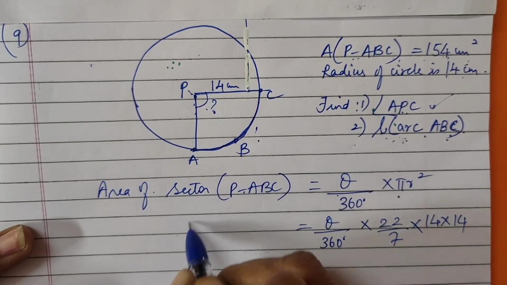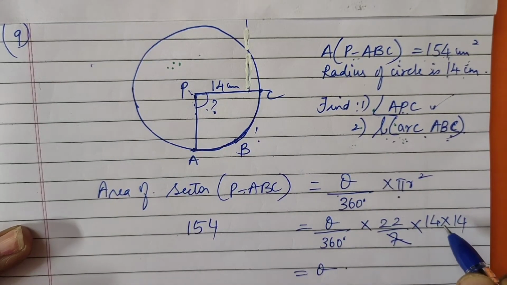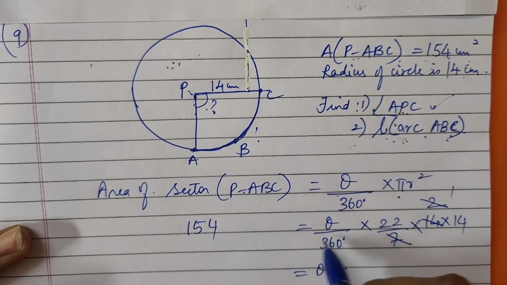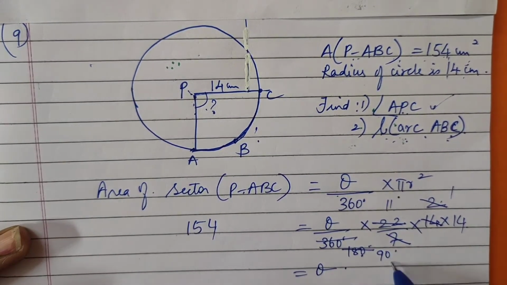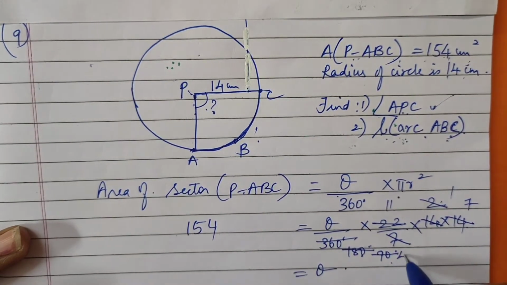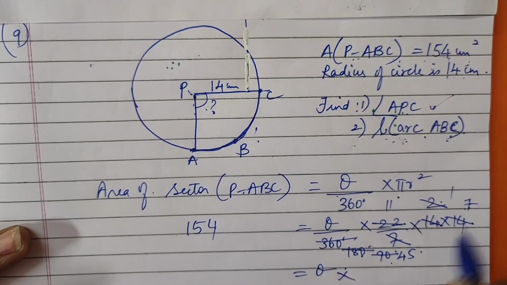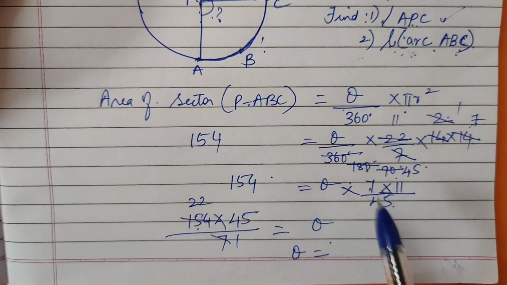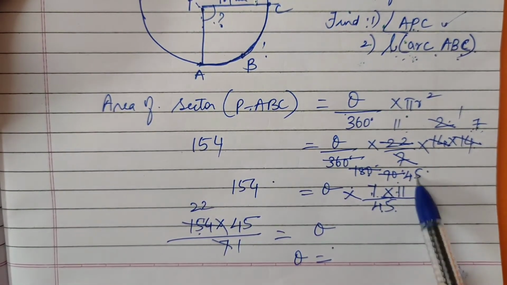Can I write the value below this? Yes. Now what will we do? We will keep theta here, and whatever cancellation is possible, we will do it right now. 7 2s are 14, right? And 2 1s are 2, 2 180s are 360 degree. And 2 11s are 22, 2 90s are 180, 2 7s are 14 and 2 45s. So what all do we have here? 7 is here. I'll write it here for you again. 7 upon, yes. Now what do we have after cancellation? 7 into 11, right? And upon 45.